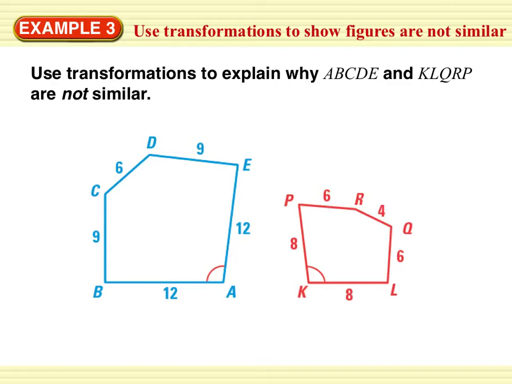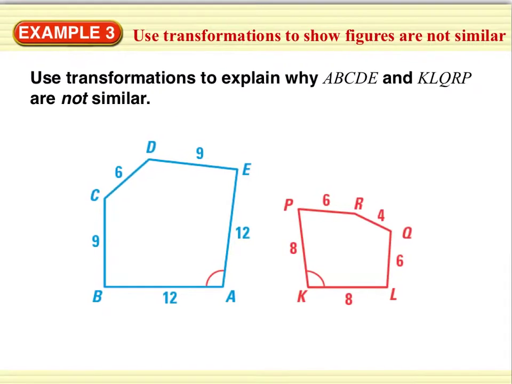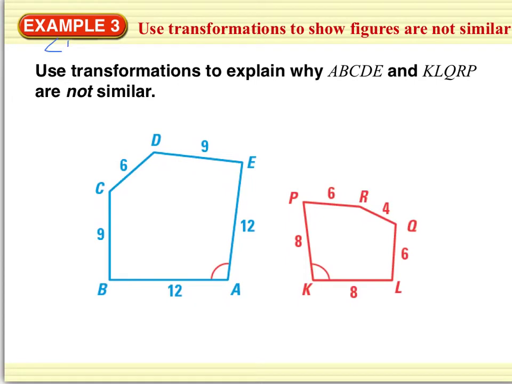So if you remember, when things are similar, their angles are congruent and their sides are proportional. Okay, we don't know anything about these angles, so let's first look at their sides. We're going to look at them in order, starting with AB and KL. AB is 12. KL is 8. That gives me 4 goes into 8 twice. 4 goes into 12 3 times.